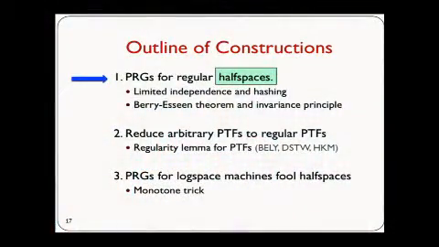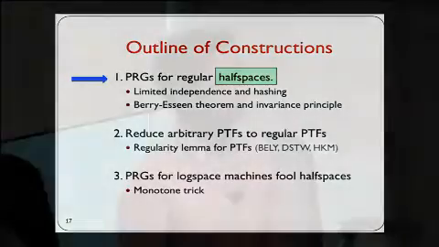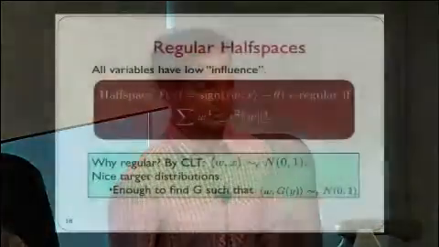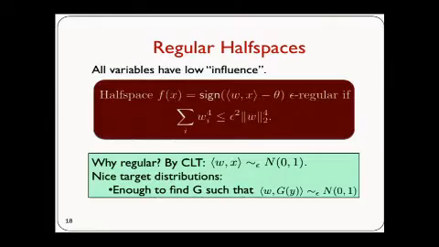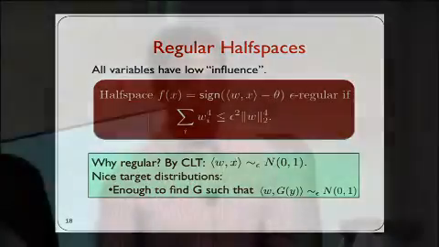And in this talk, I'll focus on our construction for regular half spaces. So what are regular half spaces? Intuitively, a half space is regular if no variable has high influence in the half space. More formally, if you have a weight vector W for the half space, then it is epsilon regular if the sum of the fourth powers of the Wi's is much smaller than the L2 norm of the weight vector W. And what it's saying essentially is that no coefficient of the weight vector W is much larger than any other coefficient. And why are regular half spaces interesting for us?